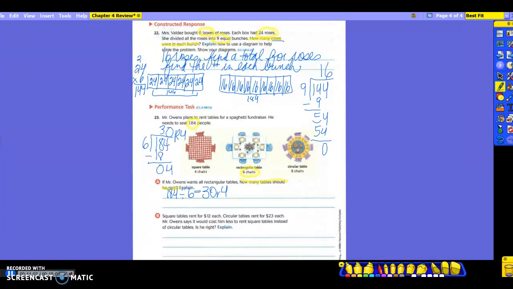Nope, you have to have enough tables. So we want to know how many tables he would have to rent. So she's telling you that it's 31. Does that sound like it's correct? Yes. So we're going to write, let's just write down here, 31 tables, because that's our answer.